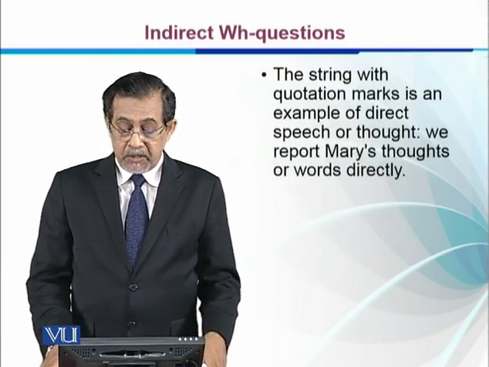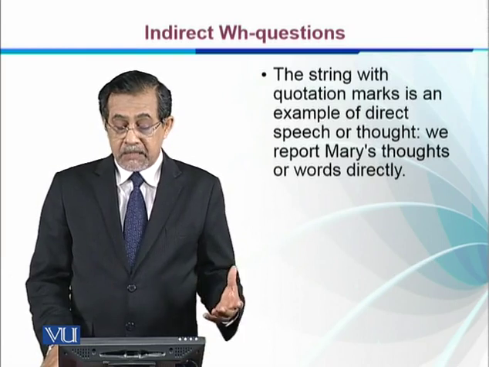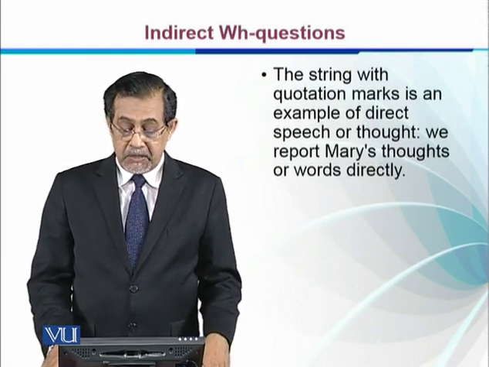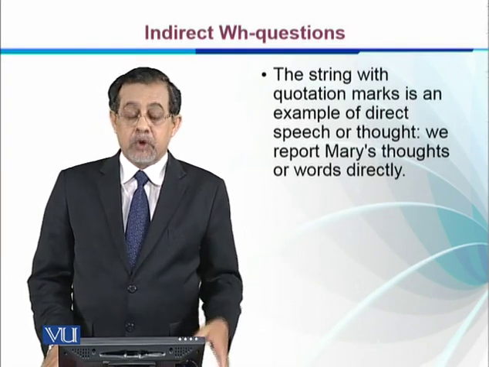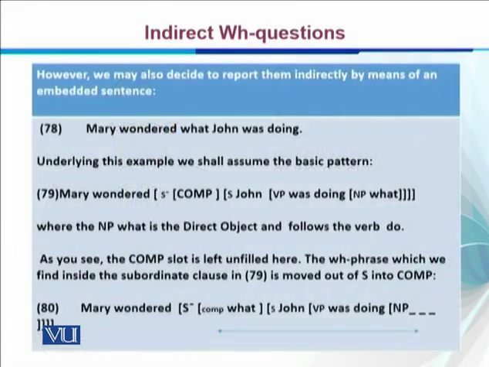So the string with quotation marks is an example of direct speech or thought. We report Mary's thought or words directly. However, we may also decide to report them indirectly by means of an embedded sentence: Mary wondered what John was doing. So what John was doing is a WH question. Now it has become an indirect question.